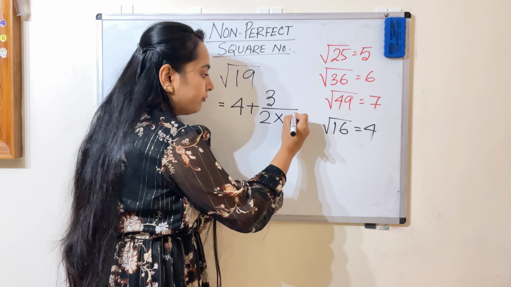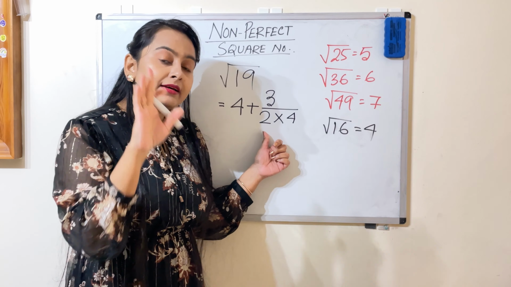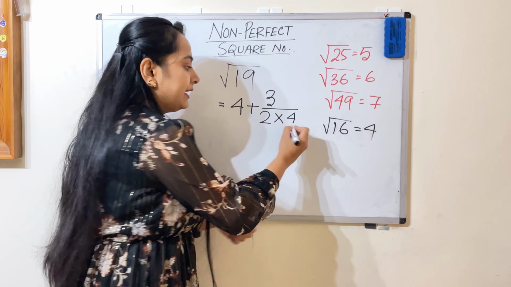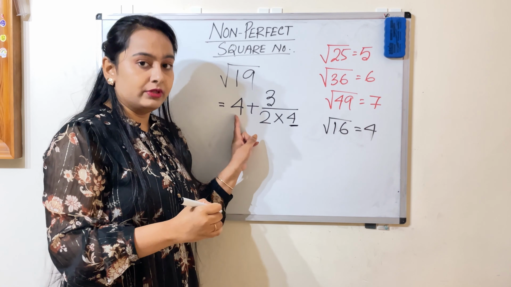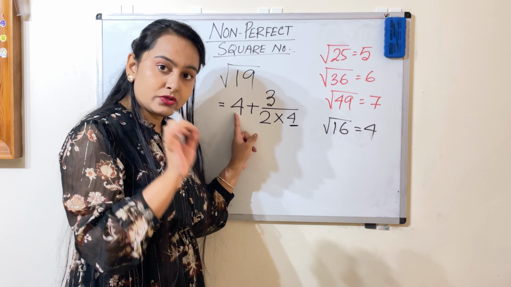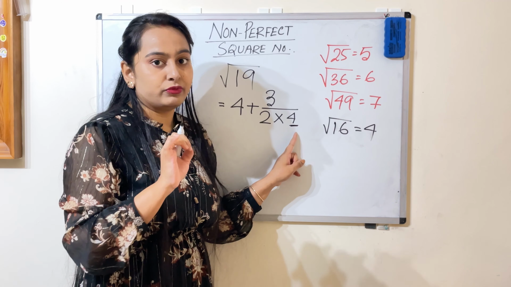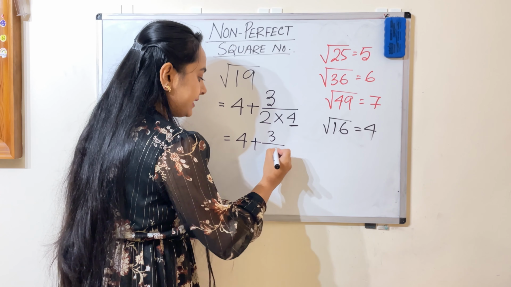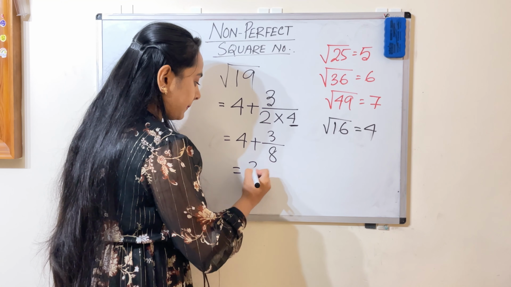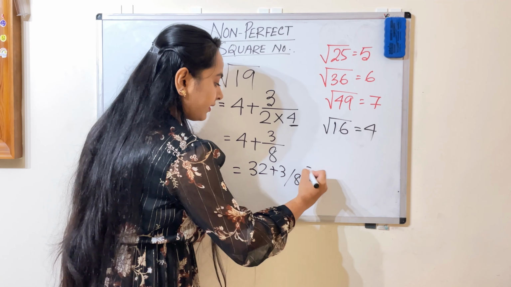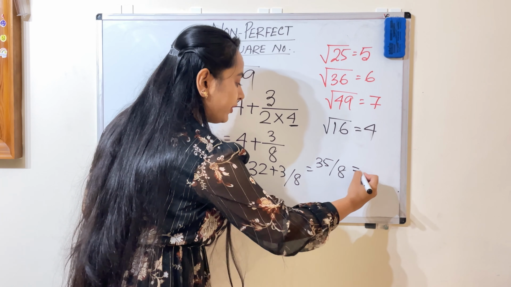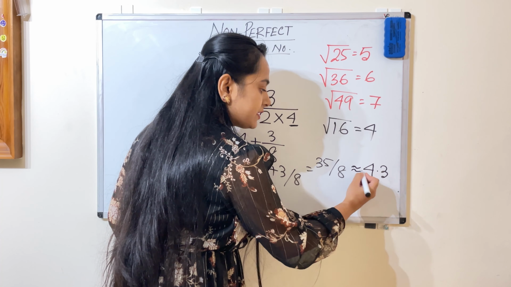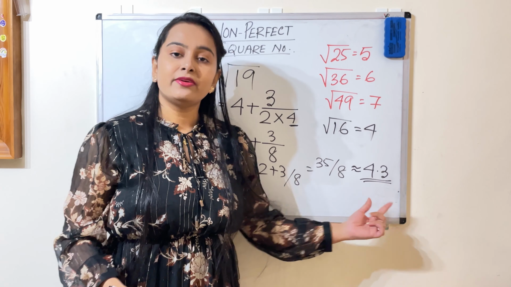What we have written here? 4. Always remember this one: 2 is the fixed one. You can't change this 2, but this other number you have to change according to the given number, right? The number that we have used over here, we always have to multiply with 2, right? So 4 plus 3 by 8, that is 35 by 8. If we calculate, we get around 4.3. So that is the approximate answer of 4.3, and that will be your answer.